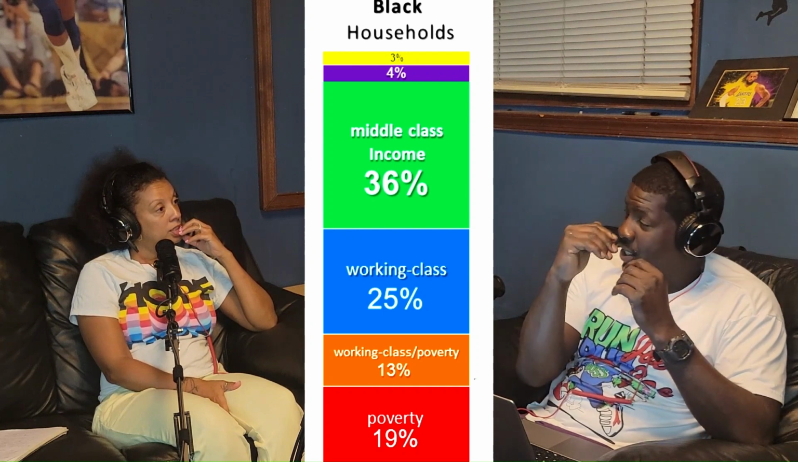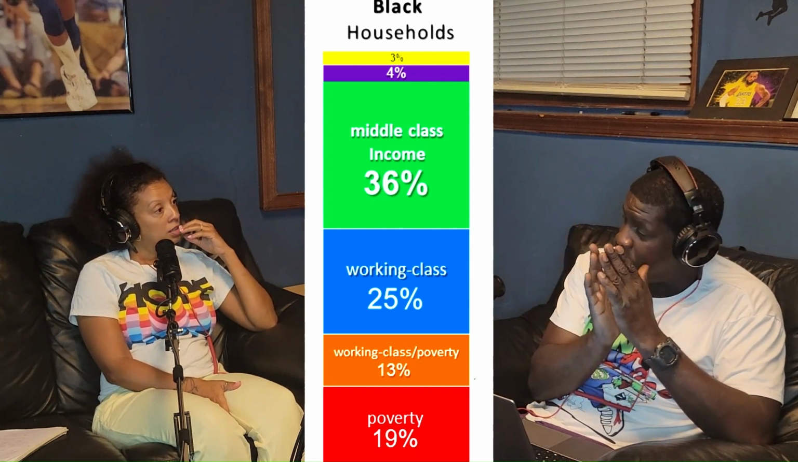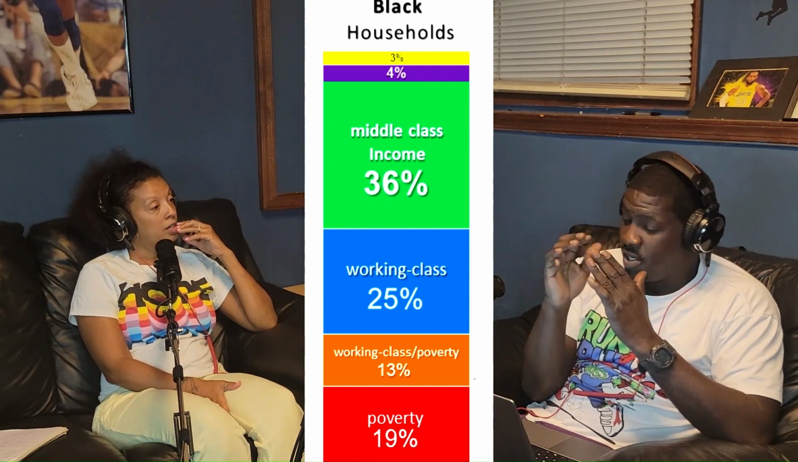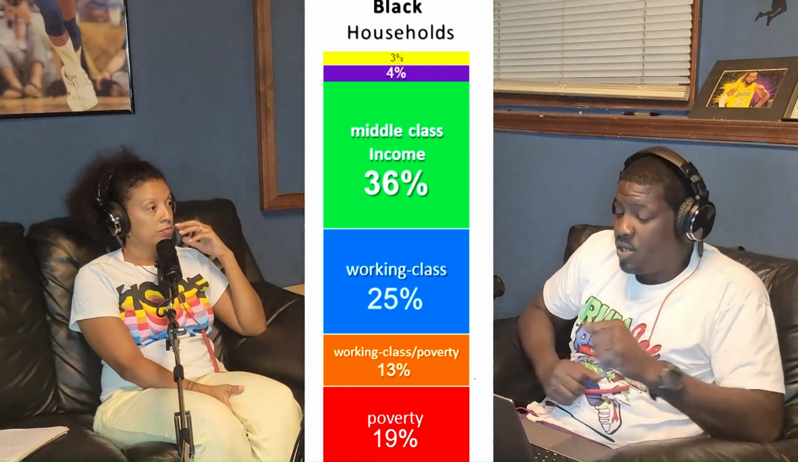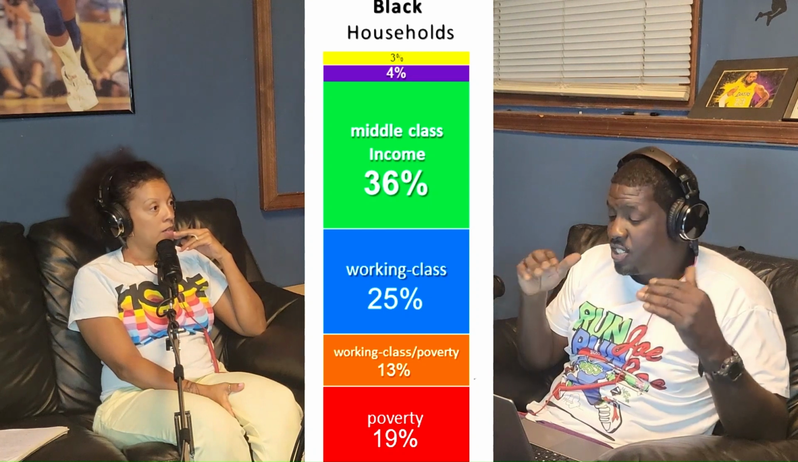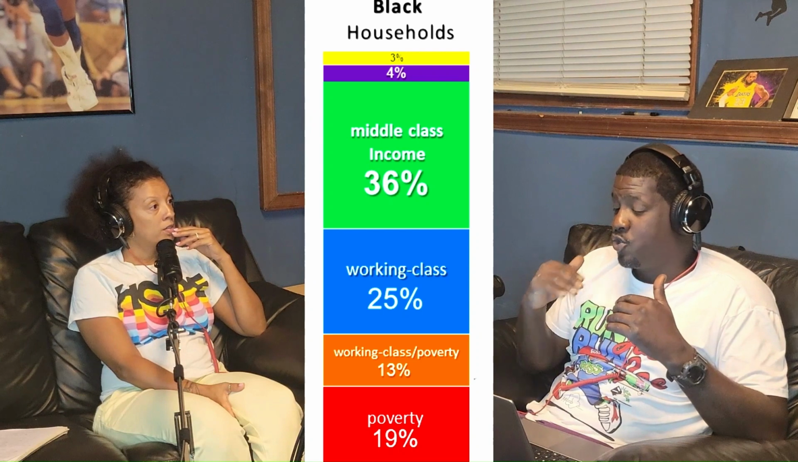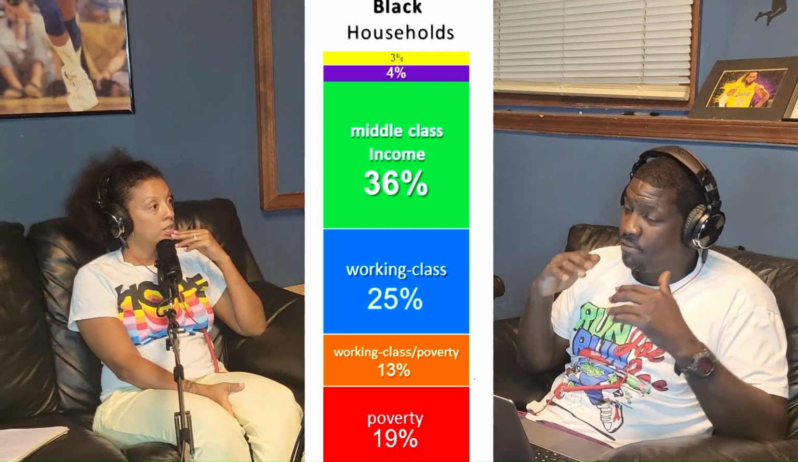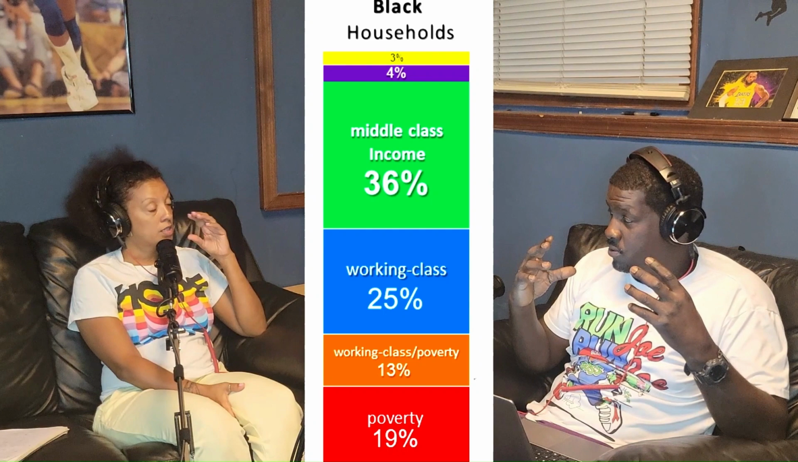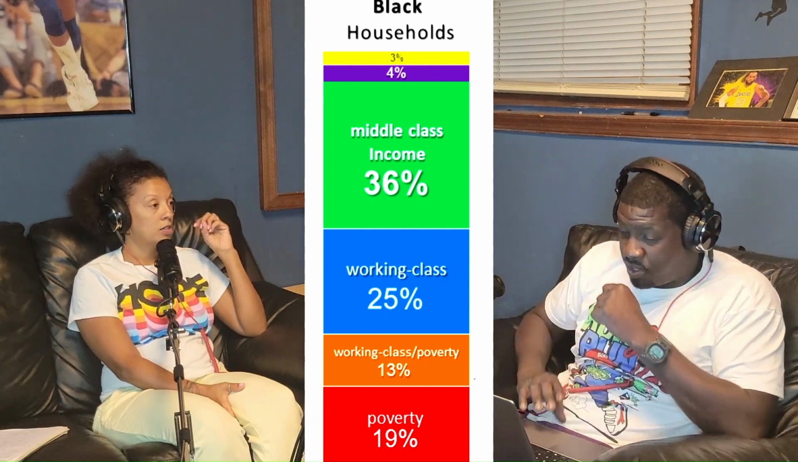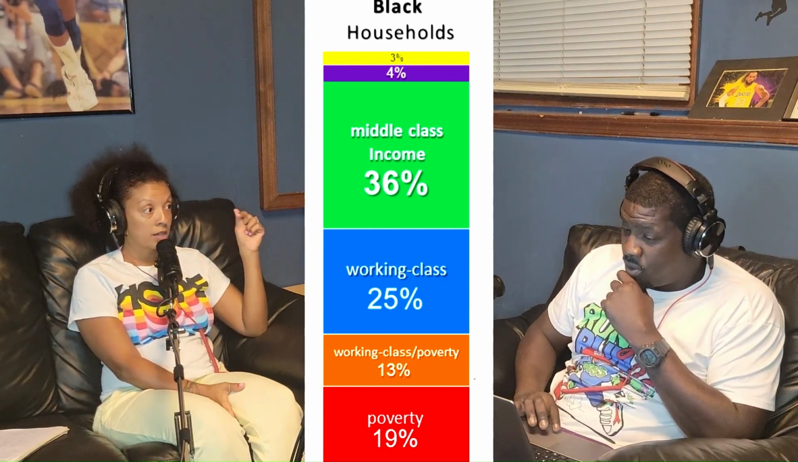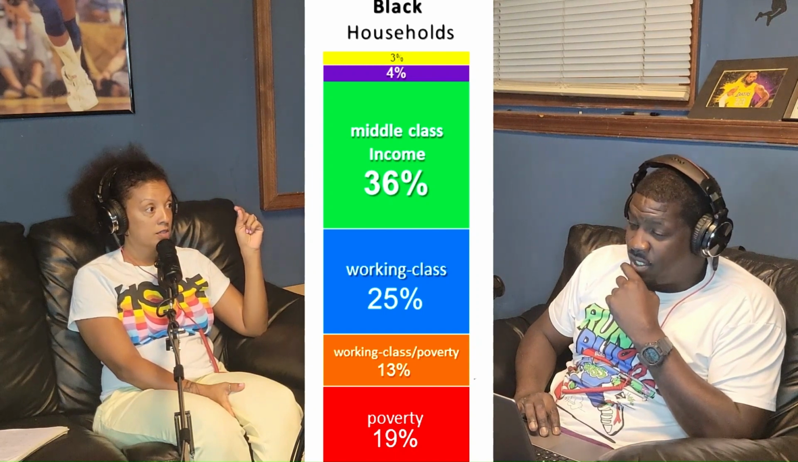Then you got working class / poverty, almost poverty. That's 13%. And then you got the working class, that's 25%. Then you got the middle class. That's 36%. That's the highest that we got for the black households. The highest percentage we are is middle class. The highest that we got when you add them all up is 36%. So I don't know what they consider a household.